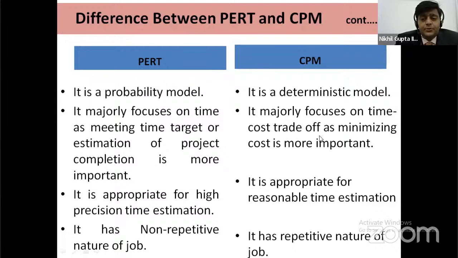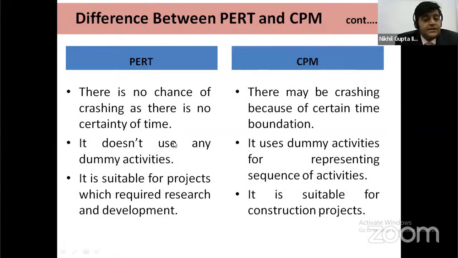In CPM, the cost trade-off to minimize cost is more important. PERT is appropriate for high precision time estimation. CPM is appropriate for reasonable time estimation. PERT has a non-repeated nature of job. CPM has a repetitive nature of job. In PERT there is no chance of crashing, as there is no certainty of time. In CPM there may be crashing because of certain time boundaries.